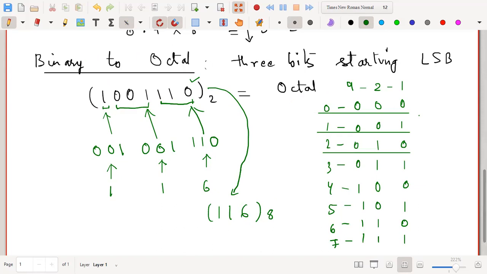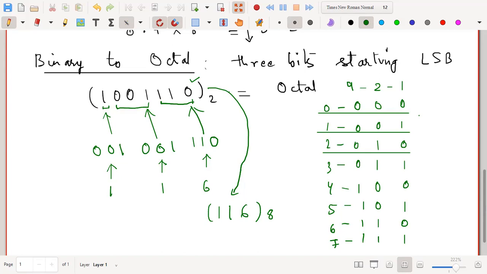Just remember that when you are doing the conversion from binary to octal, you have to make groups of 3 starting from the LSB, which is the rightmost digit. There are also rules for the fractional part. For the fractional part, you have to start making the groups from the left towards the right. In that way you can do the conversion for the fractional part.